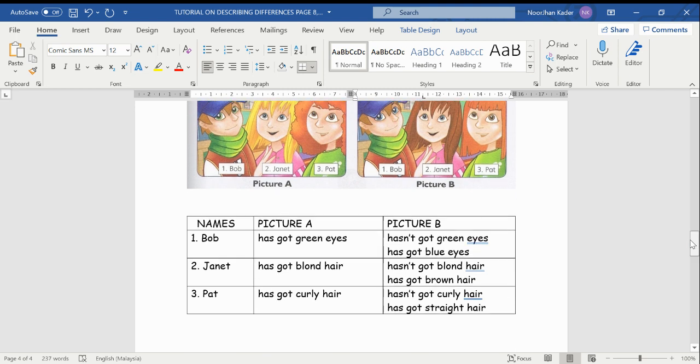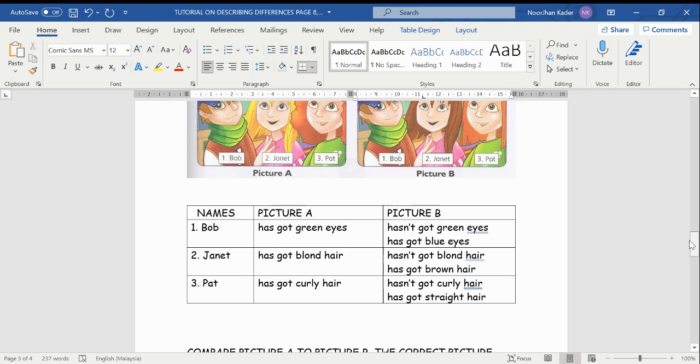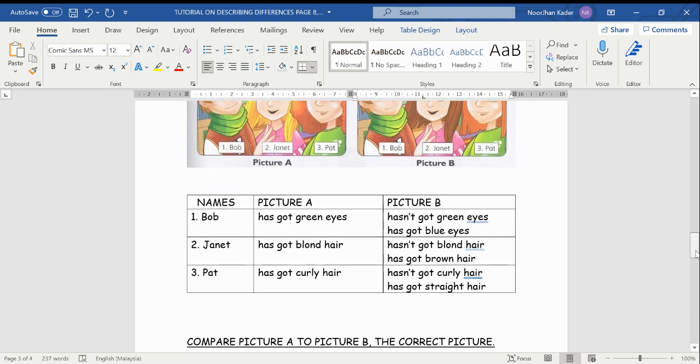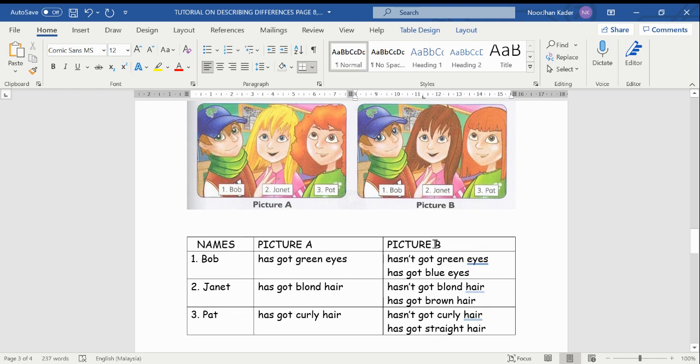And the last one, Pat. Okay, Pat in picture A has got curly hair. Okay, but actually by right she has got straight hair.